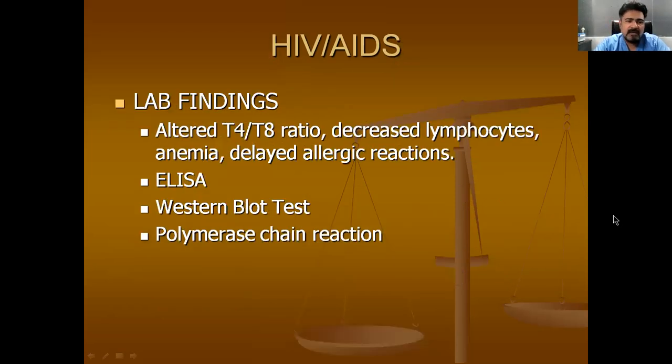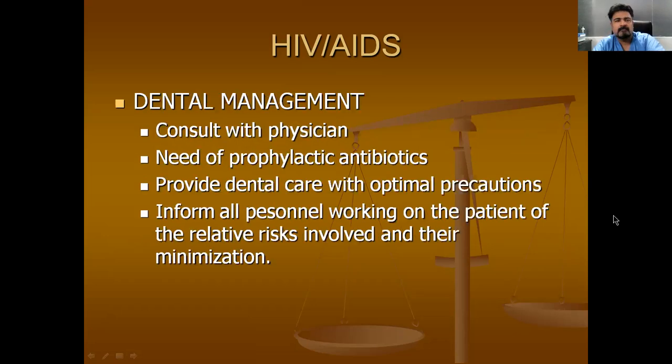Lab findings: altered T4 to T8 ratio, decreased lymphocytes, anemia, delayed allergic reactions, ELISA positive, Western blot positive, then polymerase chain reaction positive. Consult with the physician. Consider the need for prophylactic antibiotics. Provide dental care with optimal precautions. Inform all the personnel working on the patient of the relative risk involved and their minimization.